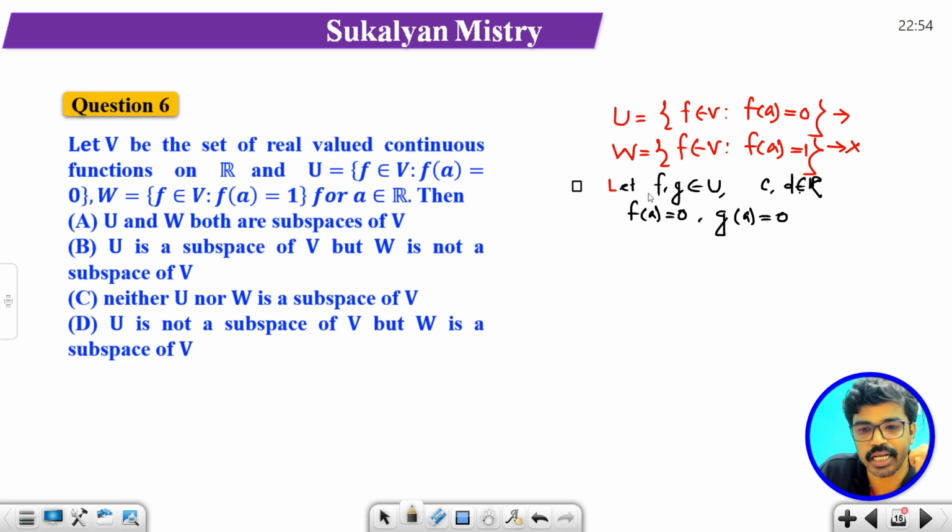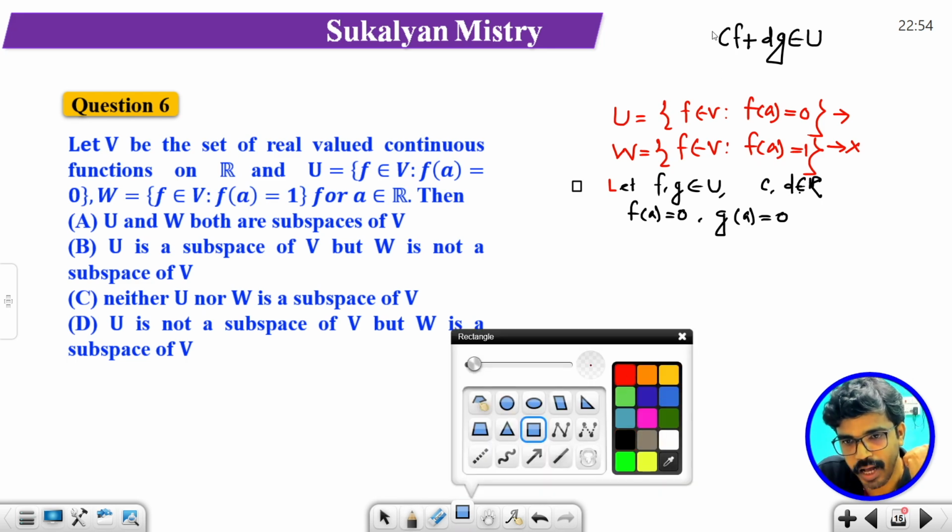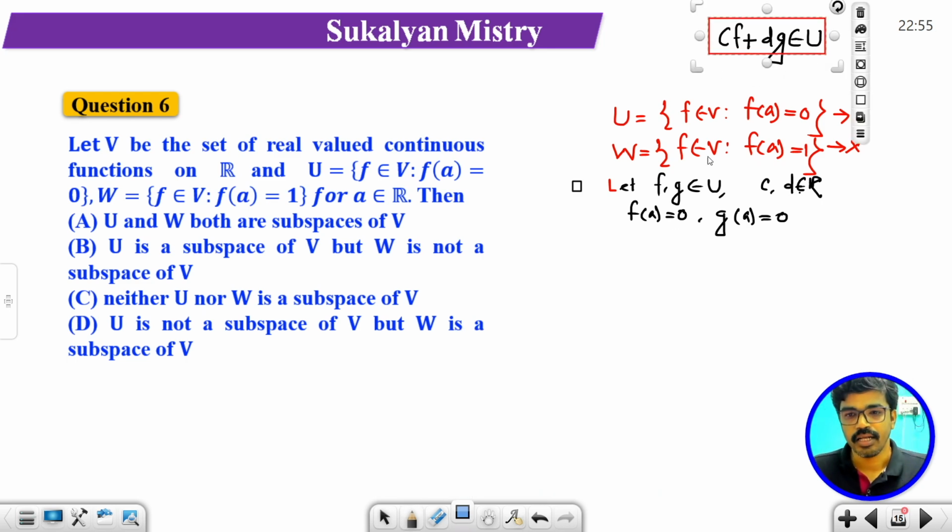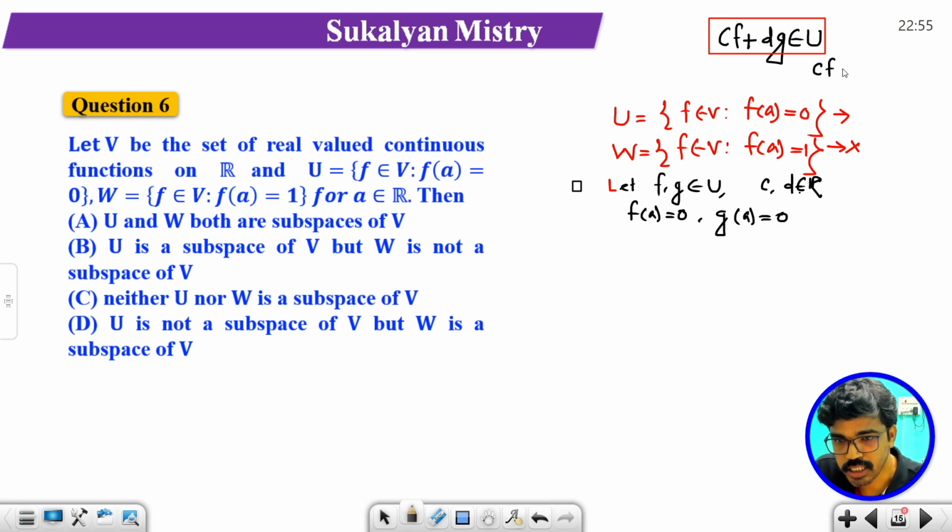Okay, so what is our target? If we can prove that cf plus dg belongs to U, then U will be a subspace. cf plus dg কখন U element হবে? ফাংশনটা কি দেখো, এটা একটা ফাংশন, f is a function, g is a function, sum of two functions, that is also a function. So if we can show (cf plus dg)(a) is equal to 0, then we say cf plus dg belongs to U, ঠিক.